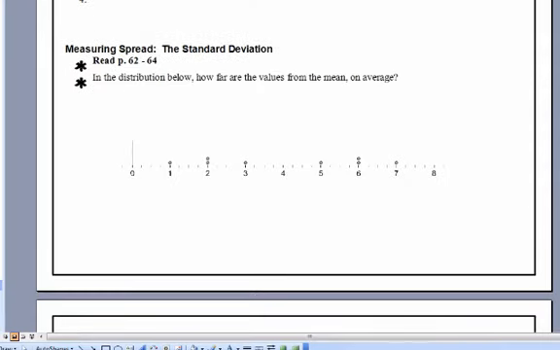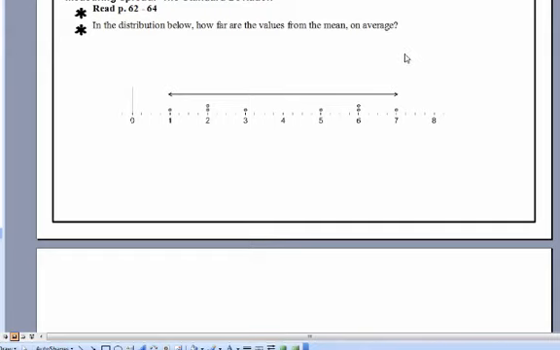The 5-number summary is not the most common numerical description of a distribution. The distinction belongs to the combination of the mean to measure the center and the standard deviation to measure the spread. The standard deviation and the variance measure the spread by looking at how far the observations are from their mean. So, in the distribution below, how far are the values from the mean on average?